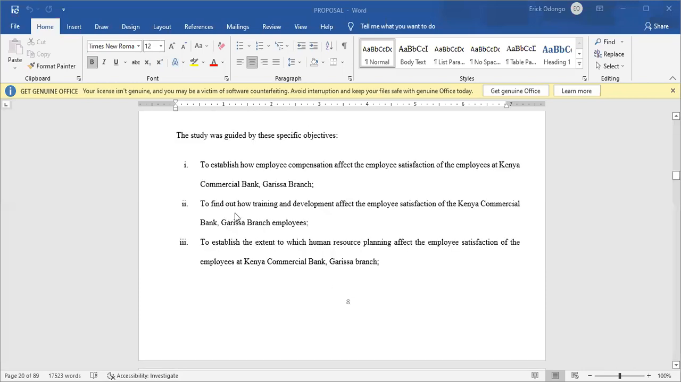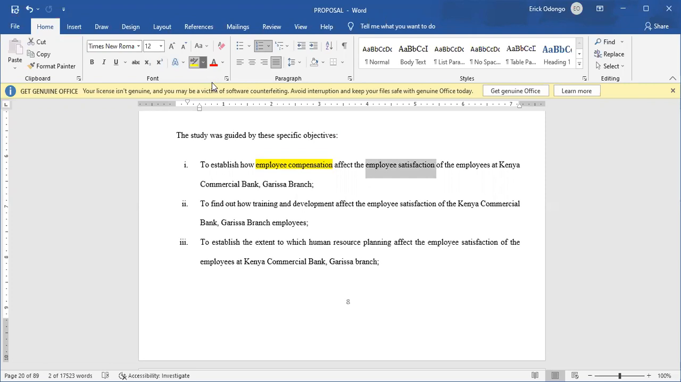So my first objective is to establish how the employee compensation, let me just bold it so that you get it, how employee compensation will affect the employee satisfaction. This is my, the blue one. The green one is the dependent variable. Then the yellow one is the independent variable.